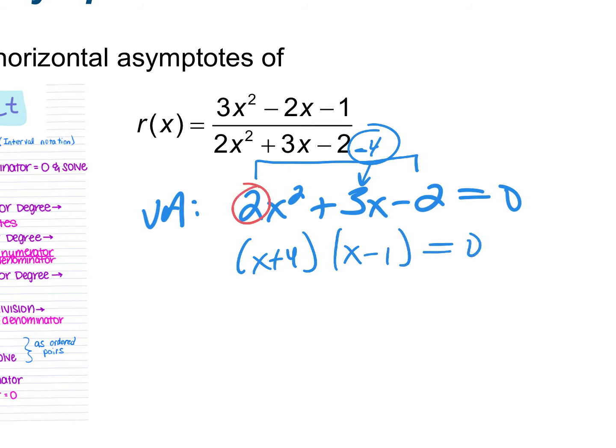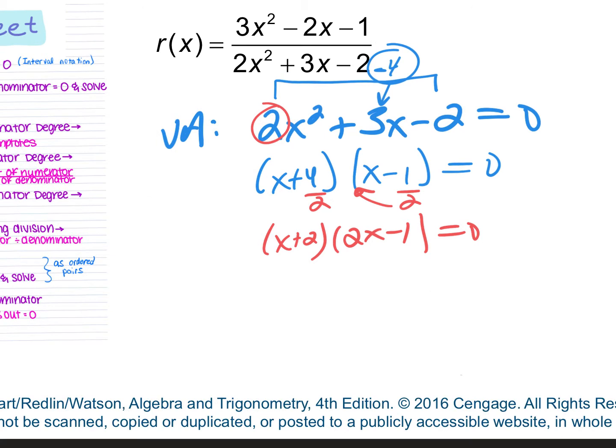All right, what do I do with this little 2 out in front? I'm going to divide both factors by 2. Good job. So when I divide both factors by 2, 4 divided by 2 is nice and pretty, x plus 2. Does 1 divide by 2 nice and pretty? No, so 2 becomes my coefficient, right? So 2x minus 1 equals 0. Well, now what do I do? You set each parenthesis equal to 0 and solve it.